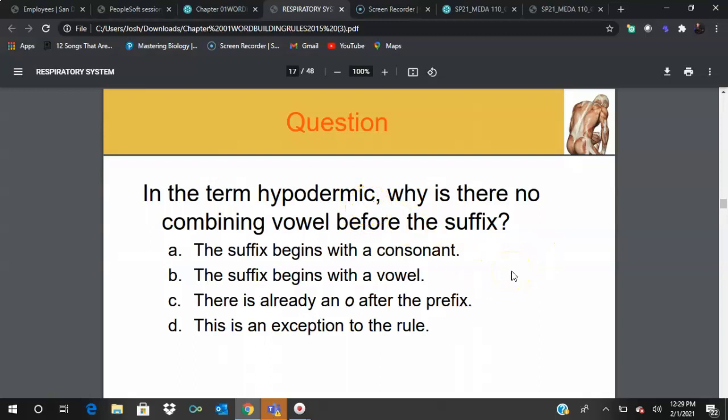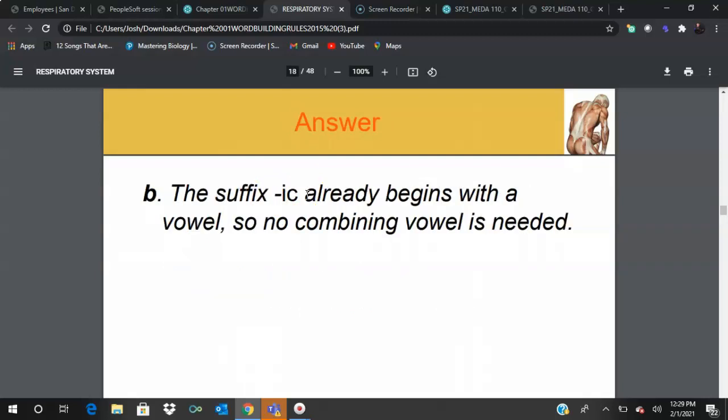So the reason why we don't have an O here between those two is because the suffix begins with an I, okay? Over here we have hypo. Hypo means below or under, and so this word actually means pertaining to below the skin, all right? But this O here is not a combining vowel because all four of these letters are an actual prefix, okay? All right, so the suffix IC already begins with a vowel, so no combining vowel is needed.